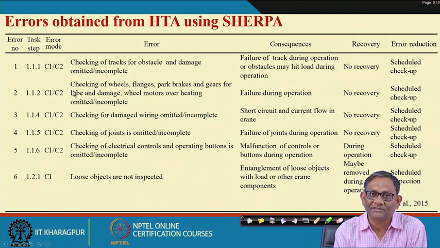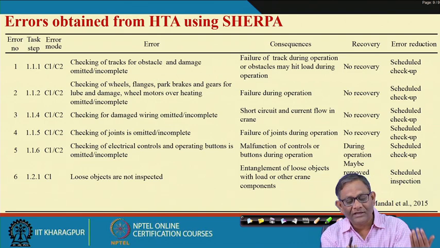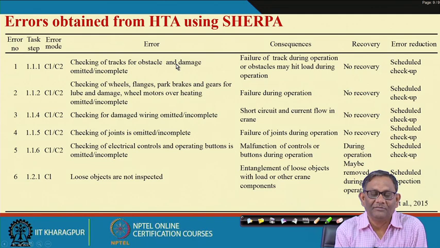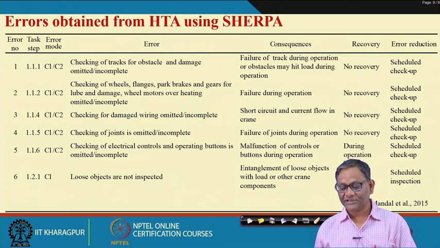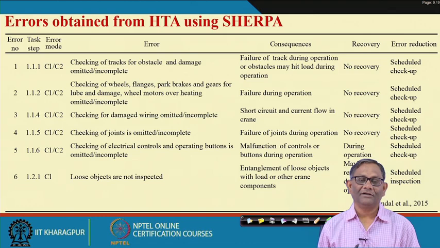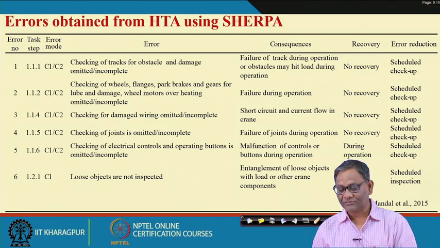How many of the 34 error modes are applicable for this particular elemental task? And then accordingly, you write. Either it will be a checking error, or a retrieval error, or an inspection error, or an action error, or a selection error. Then error consequence and recovery, whether recovery is possible or not possible.